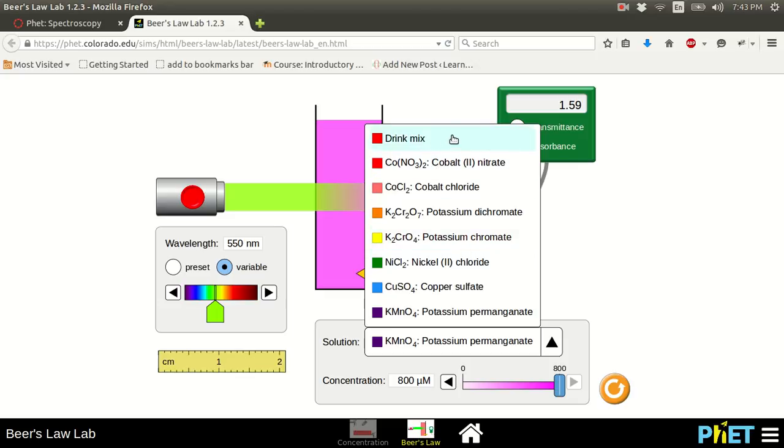Drink mix, of course, is not an ionic compound. It's just drink mix, mostly sugar, some food coloring in there, some artificial flavors, maybe some natural flavors if you got the good stuff, right? Maybe some vitamin C in there, right?